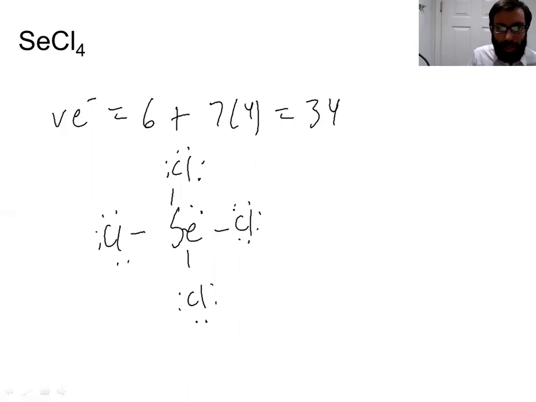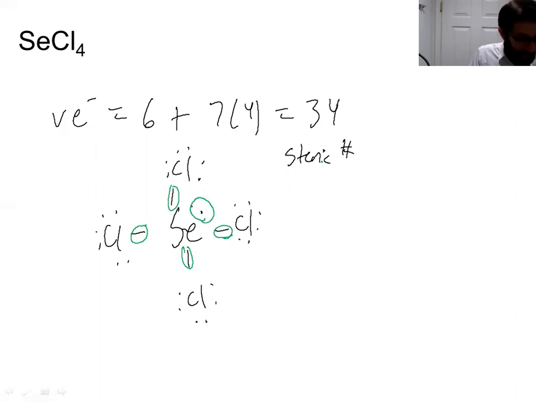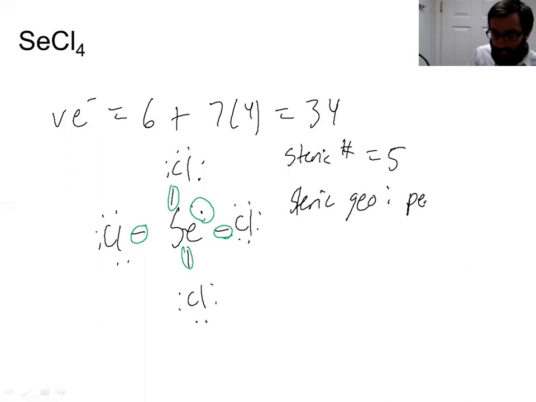So SeCl4, there's our Lewis structure. Now let's ask about the shape, the steric number and geometry. Steric number is number of bonding sites plus number of lone pairs. 1, 2, 3, 4. 4 bonding sites and 1 lone pair. That means I'm going to have a steric number of 5. Steric geometry, therefore, when you have 5, is the pentagonal.